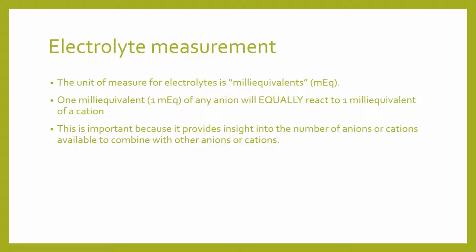The first objective is to discuss how electrolytes are measured, and they're measured in a unit called milliequivalents, also known as MEQ. It's important to know that 1 milliequivalent of any anion will equally react with 1 milliequivalent of any cation. If we remember the last video we did, anions are negative and cations are positive. One way to remember that is that onions make you cry, they're negative, and cations are like cats, positive creatures.